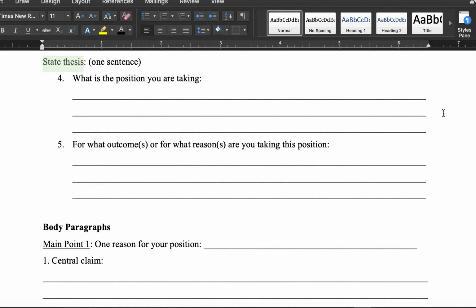And maybe there's a third main point, but those are my reasons for taking this position. So if you're taking the position that child marriage should be completely outlawed in this country, what are your reasons for that? Is it because of the rights of minors? Is it because of abuse in the lives of young people?